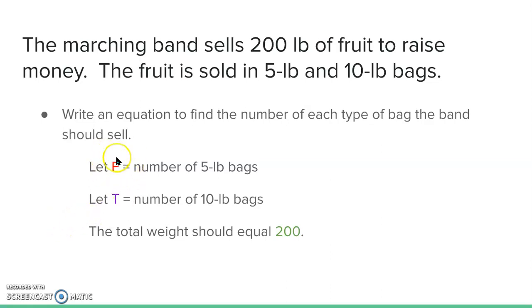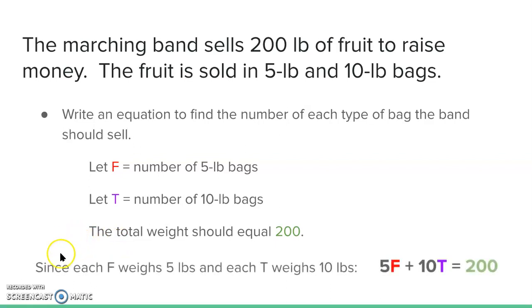Well, each F weighs 5 pounds, and each T weighs 10 pounds, and of course total means I want to add those together. So my total weight is going to be 5F plus 10T equals 200. Now I have an equation.